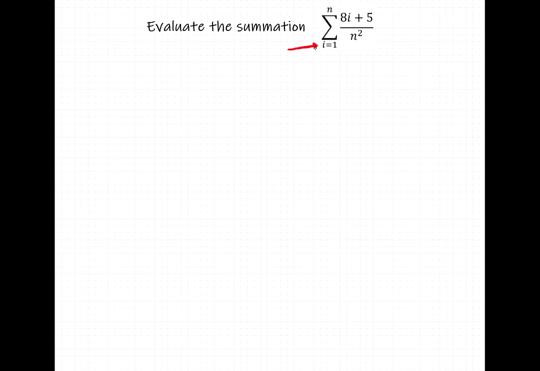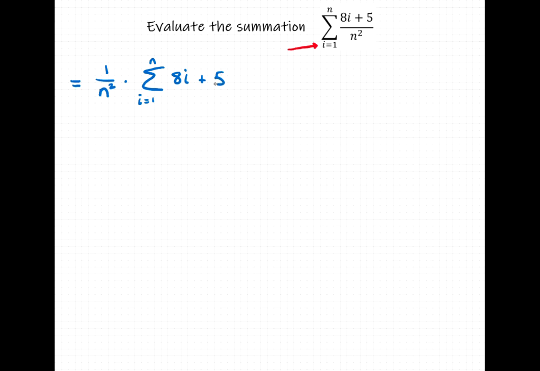And since n is a constant, the first thing we could do is factor out that n squared, since it's a constant that's there in each term in this summation. So we could say this is equal to 1 over n squared times the summation as i varies from 1 to n of 8i plus 5.